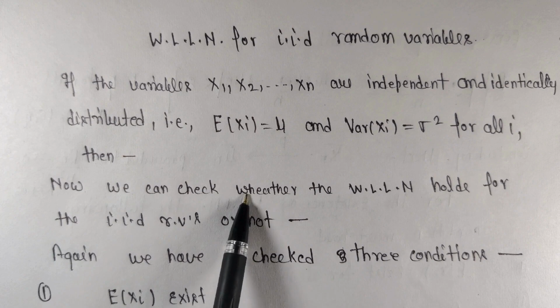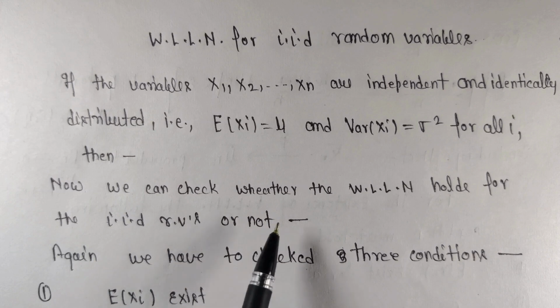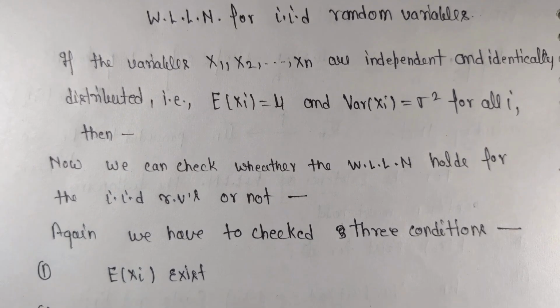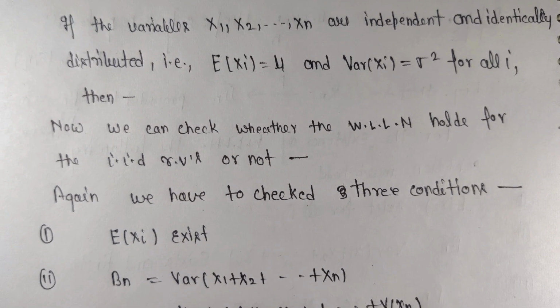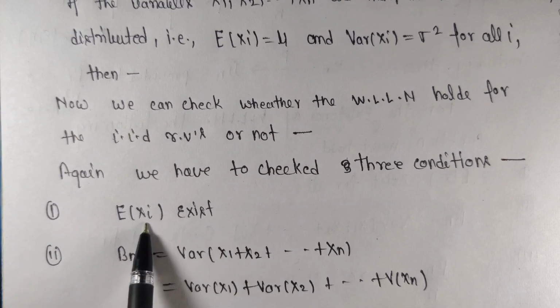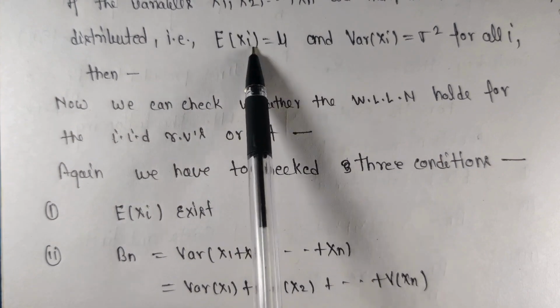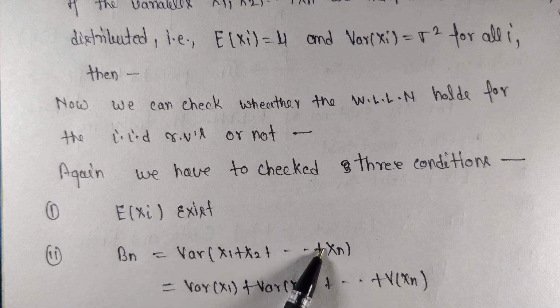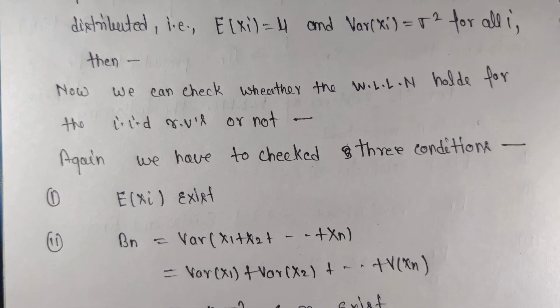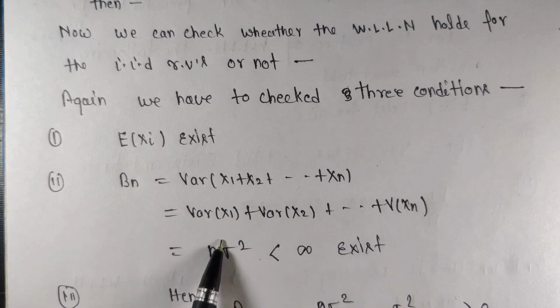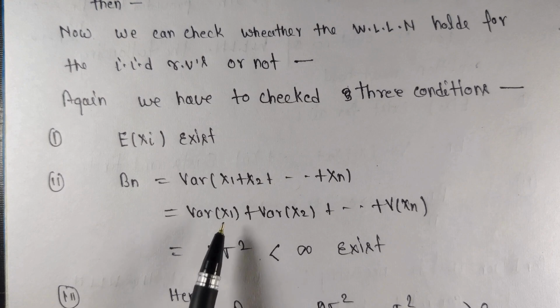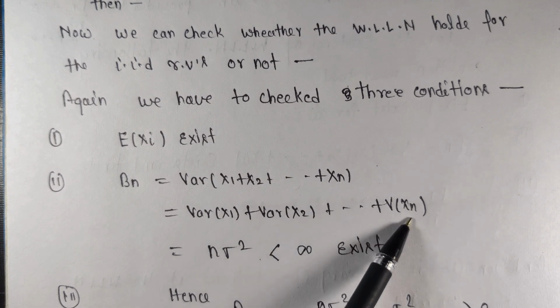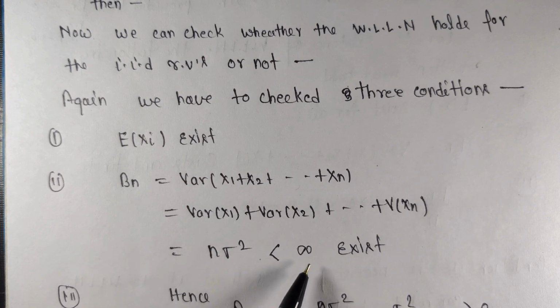Now we can check whether the weak law of large numbers holds for i.i.d. random variables or not. As we know, we have three criteria for the existence of the weak law of large numbers. Here the expected value of xi exists, since we have mentioned the expected value of xi is equal to mu. That means the first condition holds. Now come to the second condition, bn. Bn is equal to the variance of x1 plus x2 plus and so on plus xn. And we know that x1, x2, ..., xn are independent, so we can write it as variance of x1 plus variance of x2 plus and so on variance of xn. The variance of each is sigma square, so you can write it as n times sigma square, which is finite and exists. Is it clear?